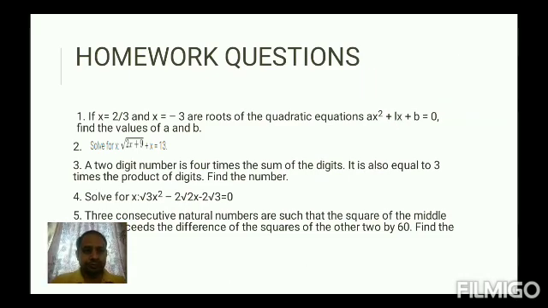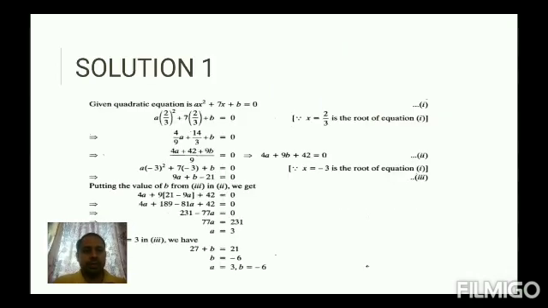Okay. To move to the solution, it is very clear that x equals 2 by 3 is a root of the equation. That means if we substitute x equals 2 by 3 at the place of x in the equation ax square plus 7x plus b, it satisfies the equation, right? Substitute the value of x in ax square plus 7x plus b.